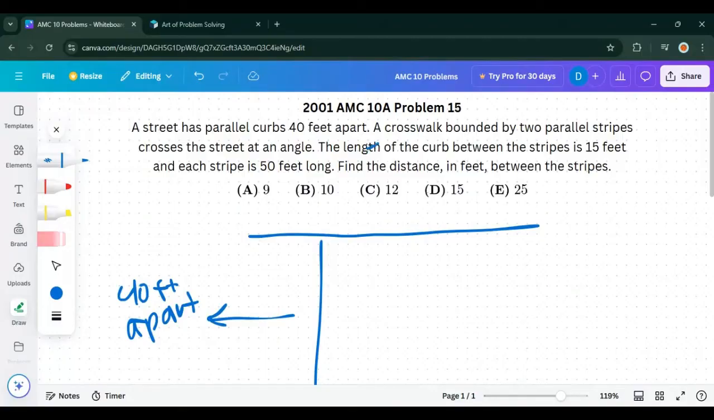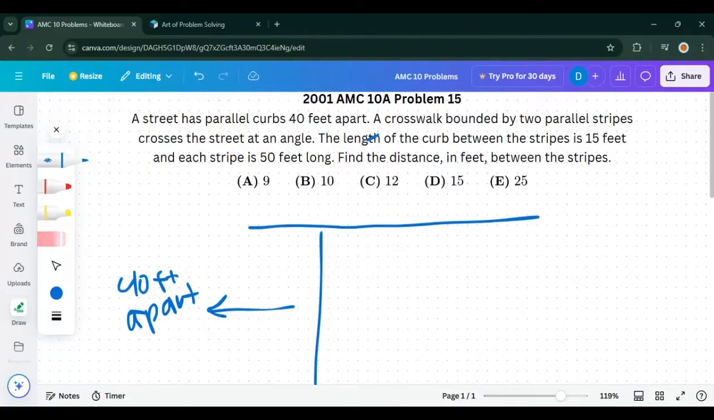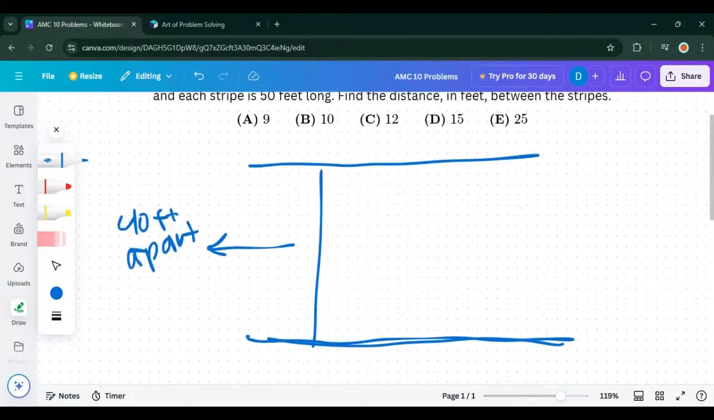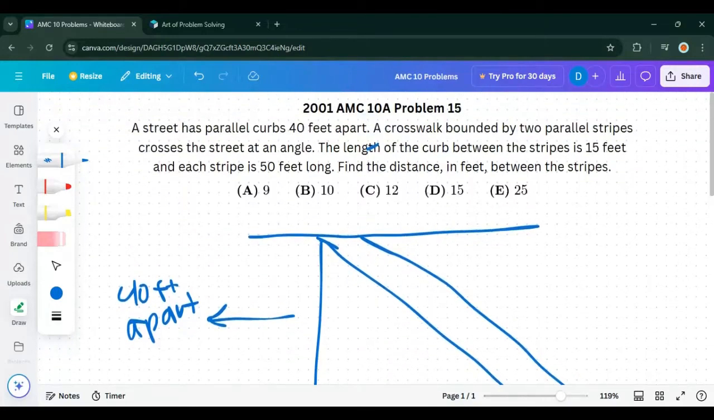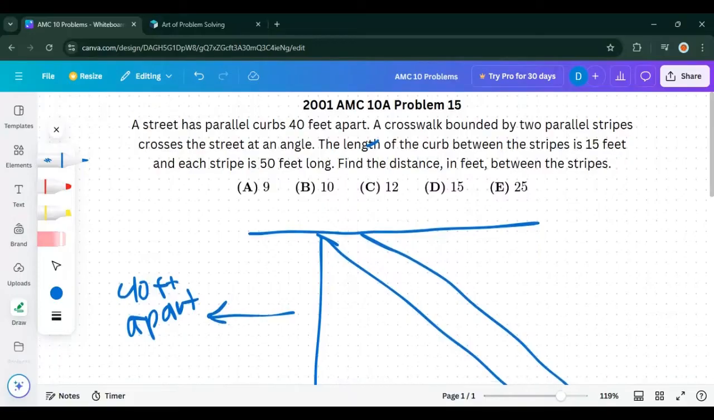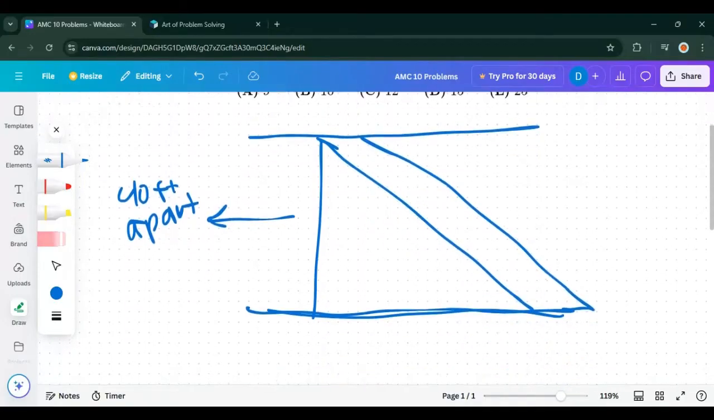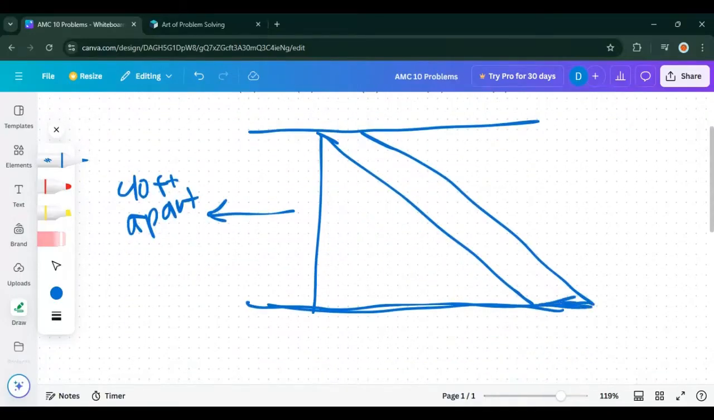A crosswalk bounded by two parallel stripes crosses the street at an angle. So we have two stripes right here. They're parallel and they cross the street at an angle. The length of the curb between the stripes is 15 feet. So the length of curb right here, this is the part of the curve, between the stripes is 15 feet.